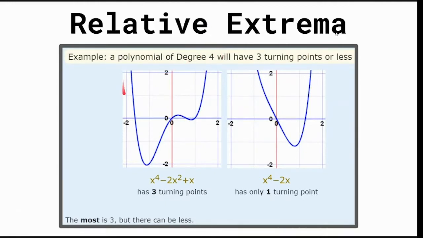If you notice, there is some symmetry on this. They're both going up on either end. But if it's degree 4, it can have 3 turning points. Turning points are just where it's a hill or a valley. Okay, like this would be a turning point right here where it's turning.